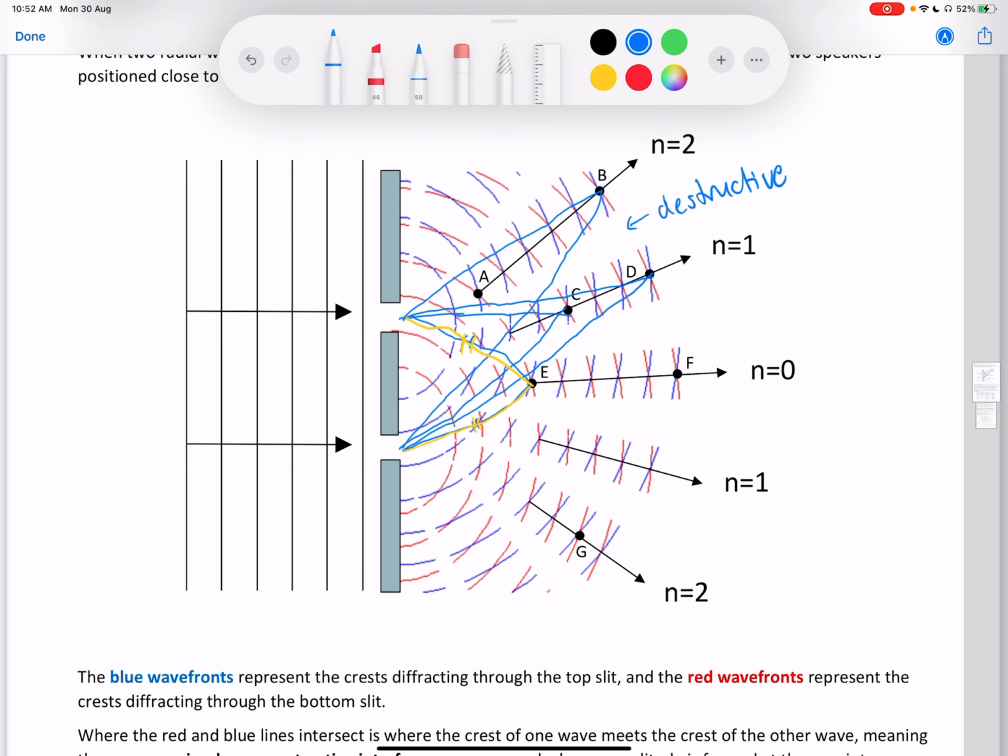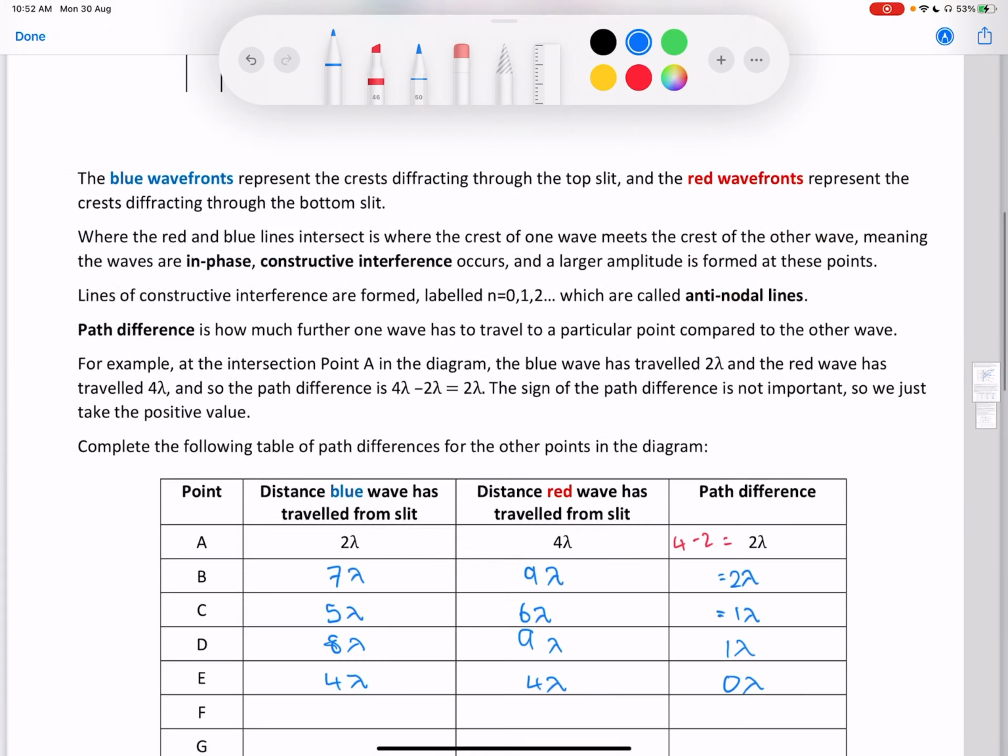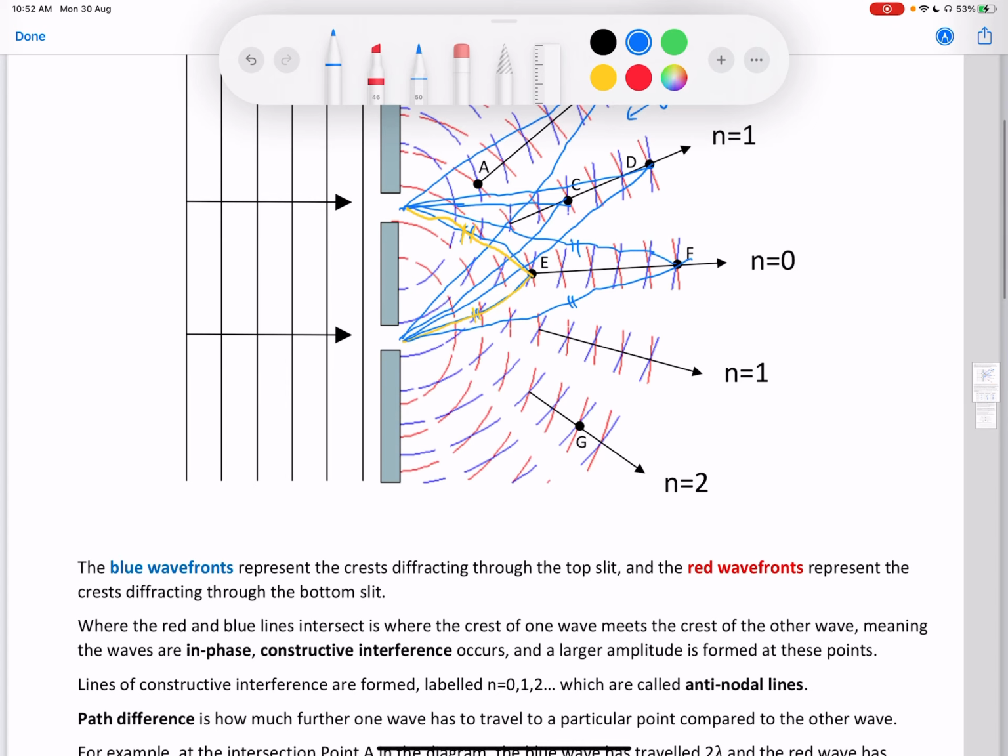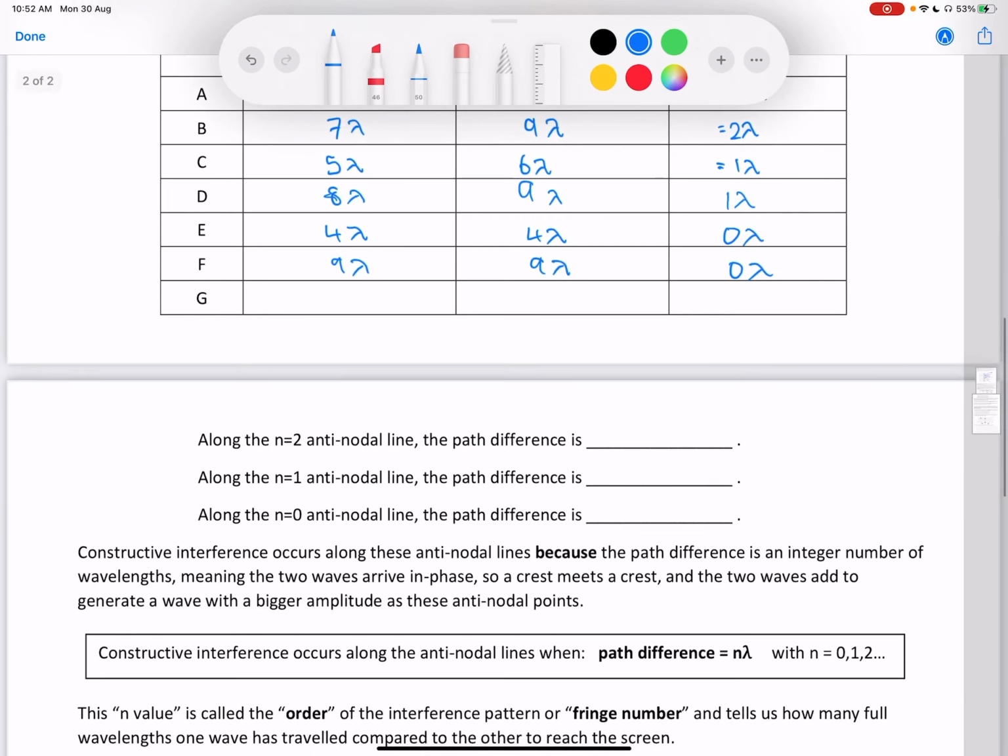Here we go. 1, 2, 3, 4, 5, 6, 7, 8, 9, and 1, 2, 3, 4, 5, 6, 7, 8, 9. Again, an isosceles triangle. 9 wavelengths, 9 wavelengths, 0 wavelengths difference. And G, our last one. 1, 2, 3, 4, 5, 6, 7, 8, and 1, 2, 3, 4, 5, 6. 8 minus 6 is 2.